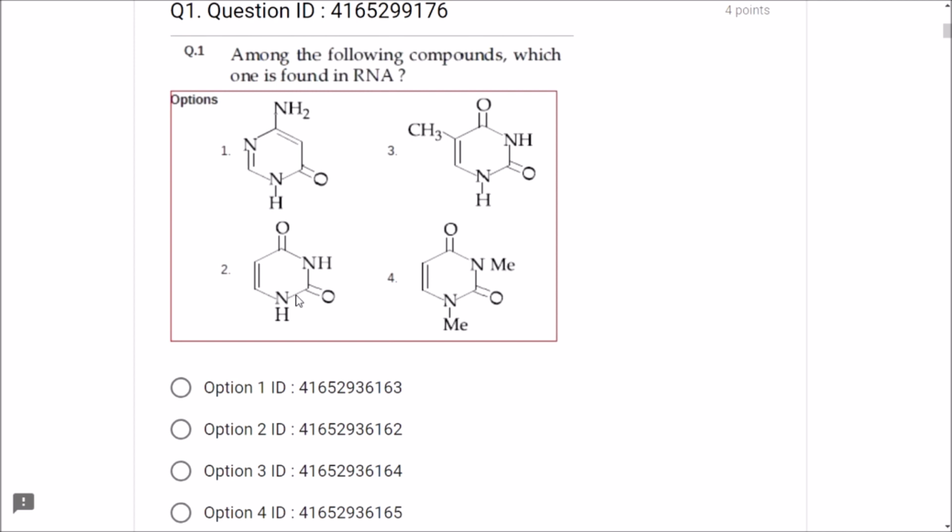Option number 2. Dear students, option number 2 is uracil. It is found in RNA. What about this? 1,3-dimethyl uracil or 5-methyl uracil is not correct. 5-methyl uracil is also known as thymine. So option 3 is not correct, and this is also not correct. The remaining, only uracil, is correct, students. That means option number 2 is correct.